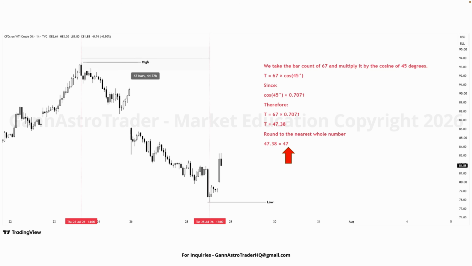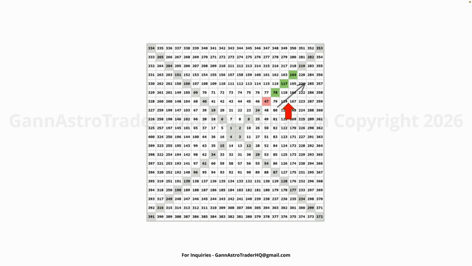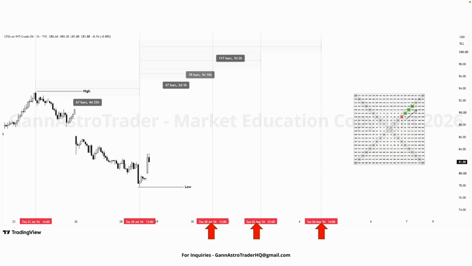Now we bring that 47 into the Gann numerical grid. You can see 47 highlighted within the sequence. Now we project this time relationship forward from the marked swing low. The chart gives us several important future time references: 47 bars, 78 bars, and 117 bars. These project to Thursday, July 30th at 1 in the afternoon, August 2nd at 10 in the evening, and Tuesday, August 4th at 2 in the afternoon. Now the key question is, which of these projected time windows will produce a meaningful reaction in crude oil price? That's what we'll watch as we move forward.